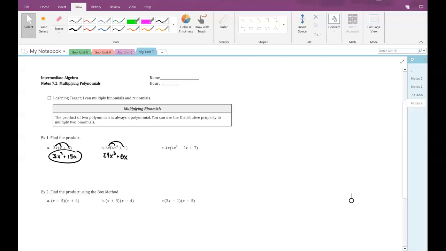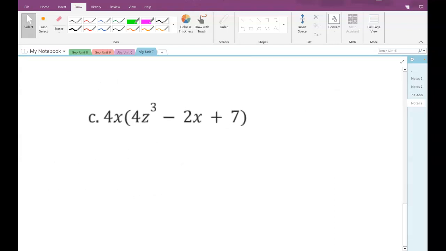In example C, you have to be careful, I snuck in a z term. So when we multiply, we don't want to mix our x and z's together or leave one of them out. So we're still going to multiply our coefficients. So 4 times 4 is 16. And how you want to write it is just xz to the third. All right, both of the x and the z need to stay in your first term.